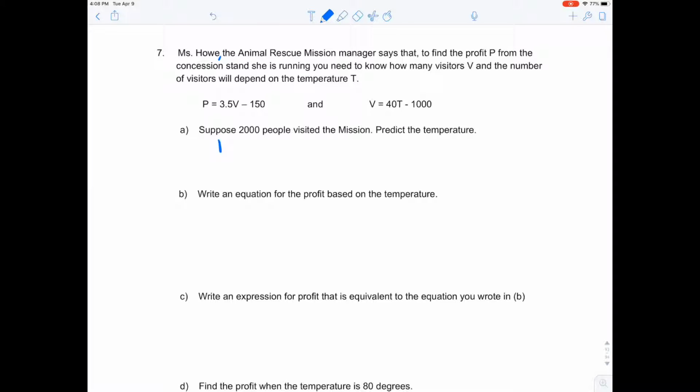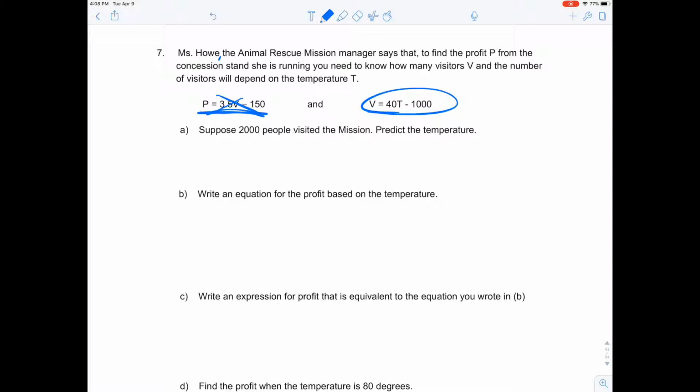So this one is simple. We're not going to use our profit. We're looking for temperature. So when you're solving something like this, you need to say, which equation can I use to solve for temperature? P equals 3.5 V minus 150. I don't see a T in there, so we're not even going to look at this one. I'm going to use V equals 40 T minus 1000.